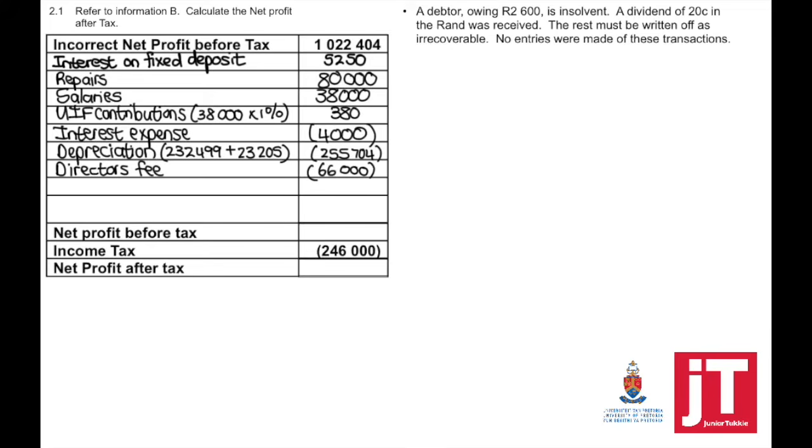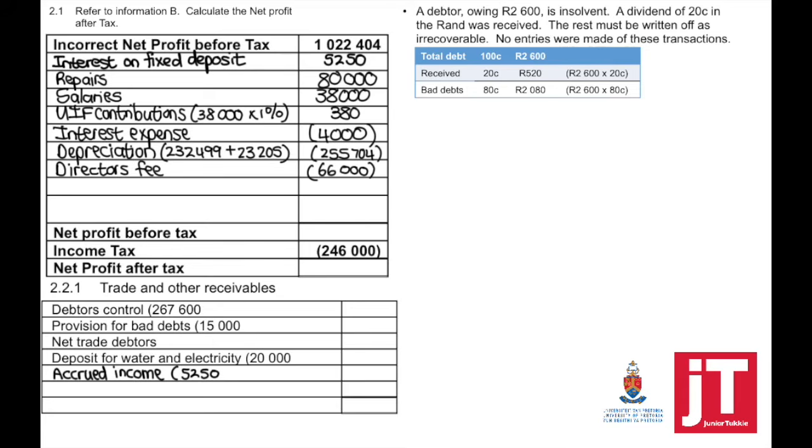A debtor owing 2,600 is insolvent. A dividend of 20 cents in the rand was received. The rest must be written off as irrecoverable. No entries were made of these transactions. This means that I need to open up trade and other receivables, and we need to adjust the incorrect net profit before tax. We would also need to show the amount that we've received in the cash and cash equivalents.